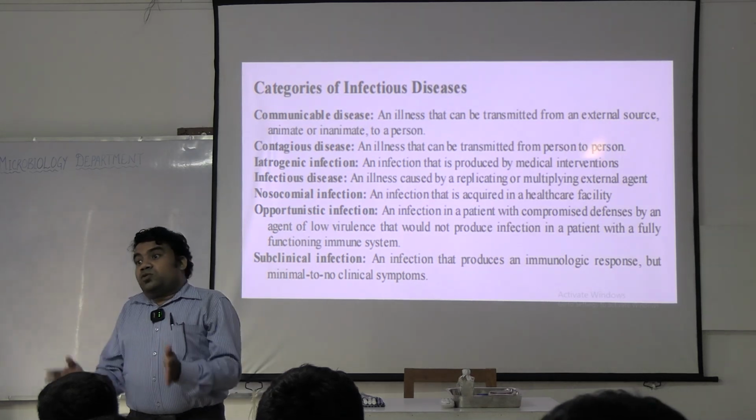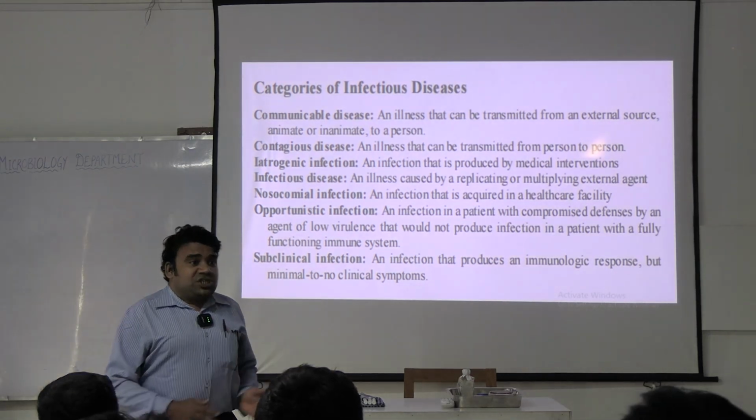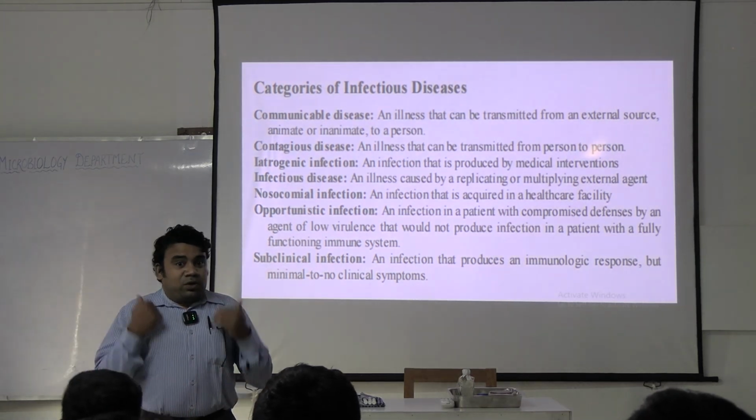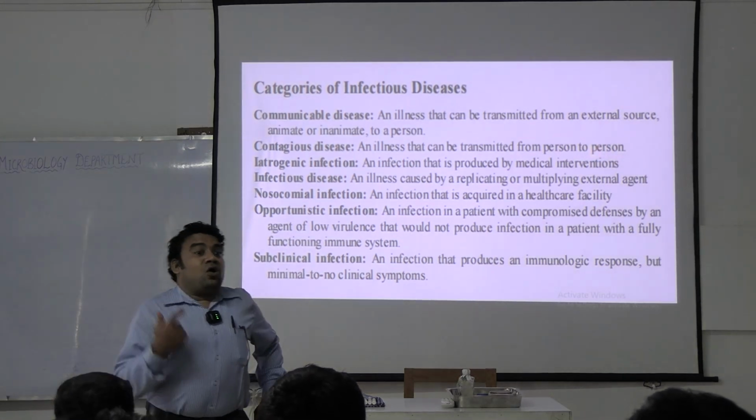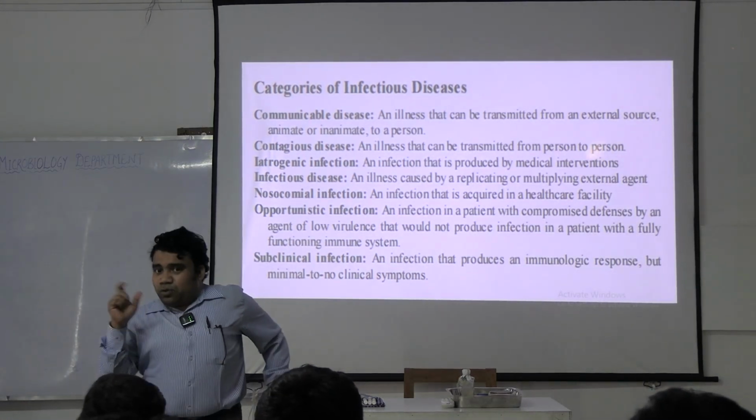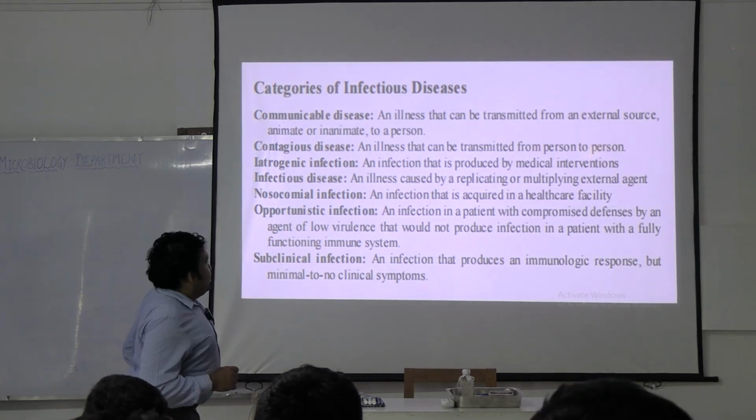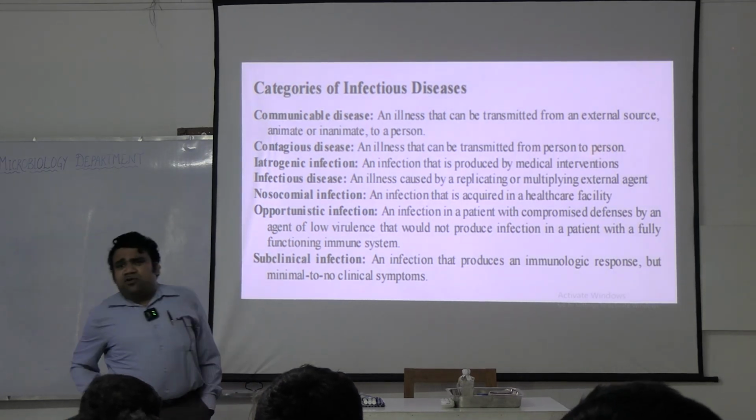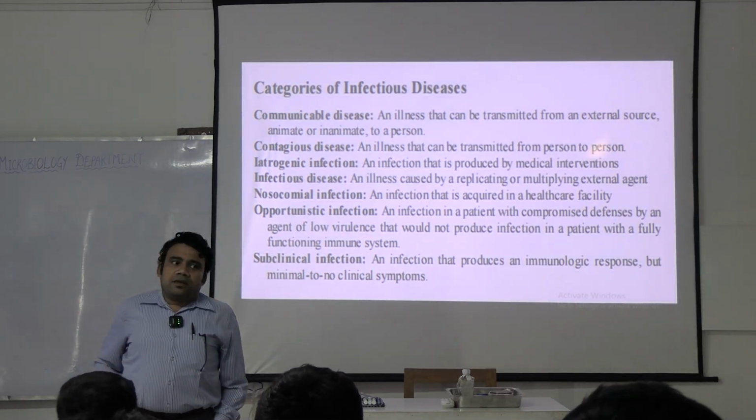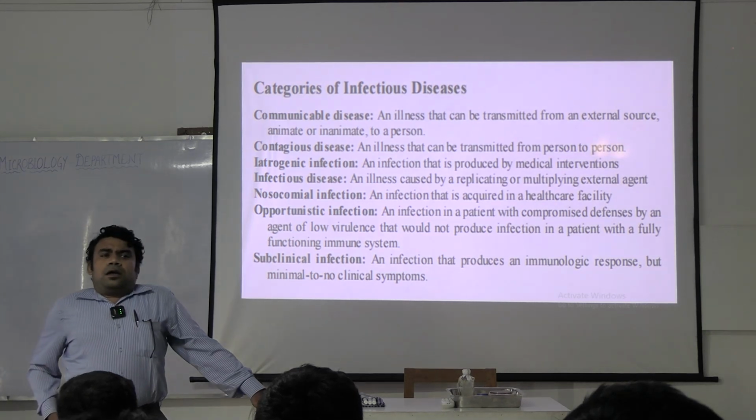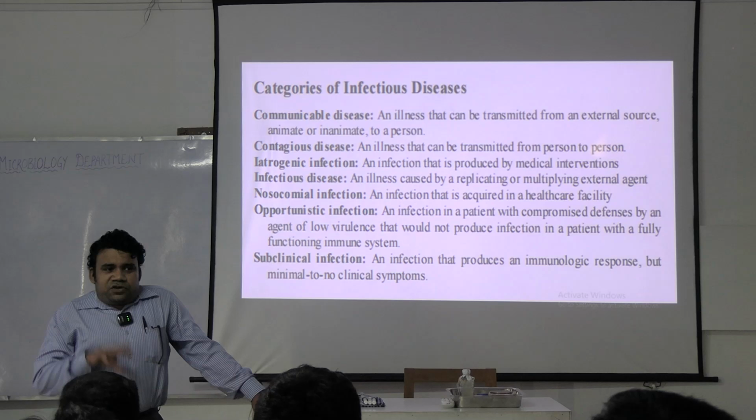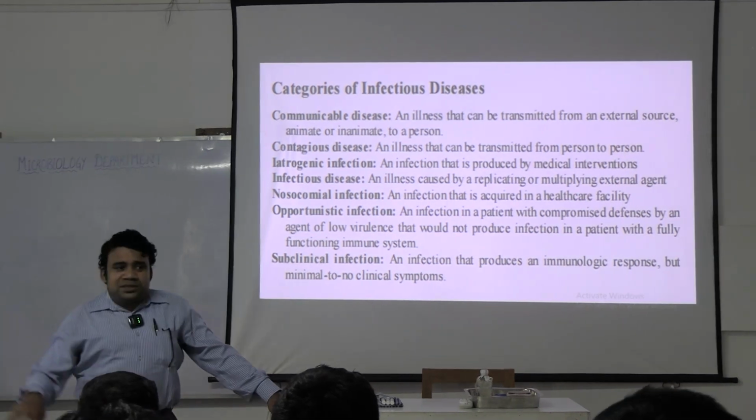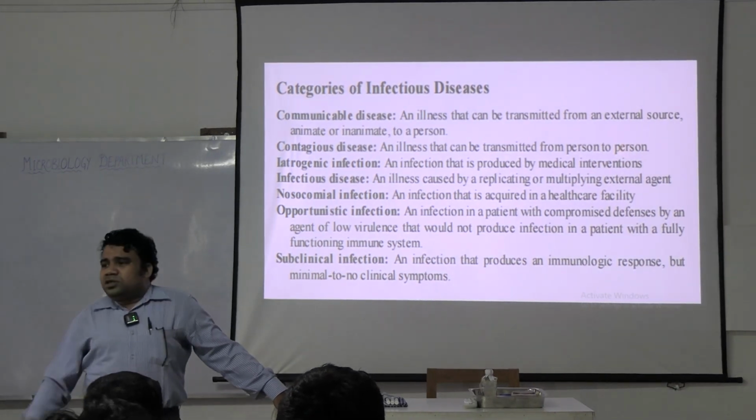But if you come in contact with a patient who is having measles or say chicken pox, you can directly take the virus from the patient. Then we call it contagious. Try to understand the terminology. Then there is iatrogenic. What is iatrogenic? Iatrogenic means when we as doctors try to intervene or try to do something to the patient and it results in an infection, we call it iatrogenic.